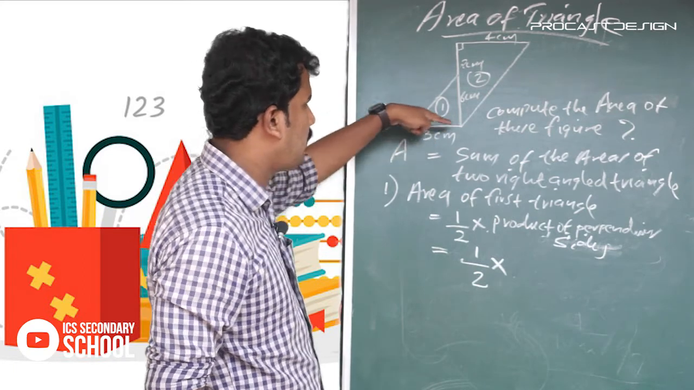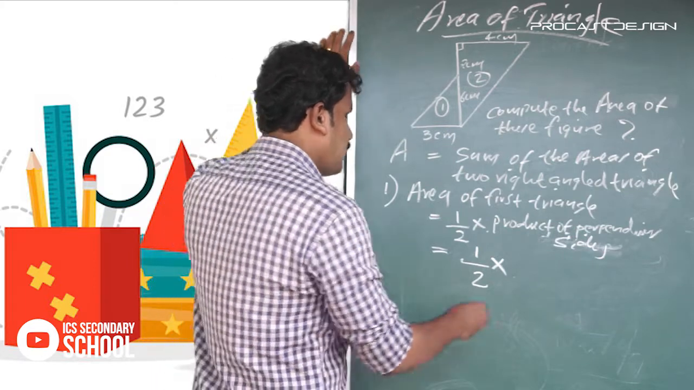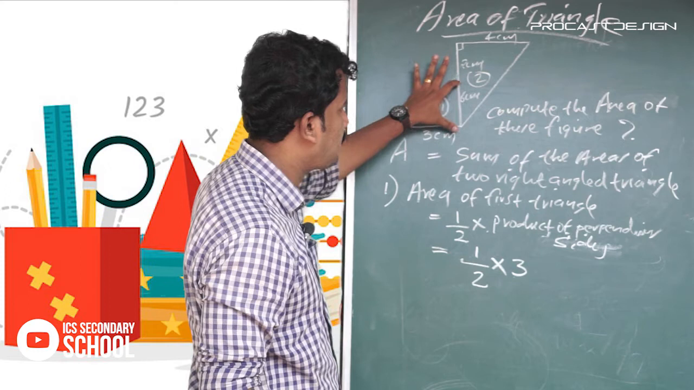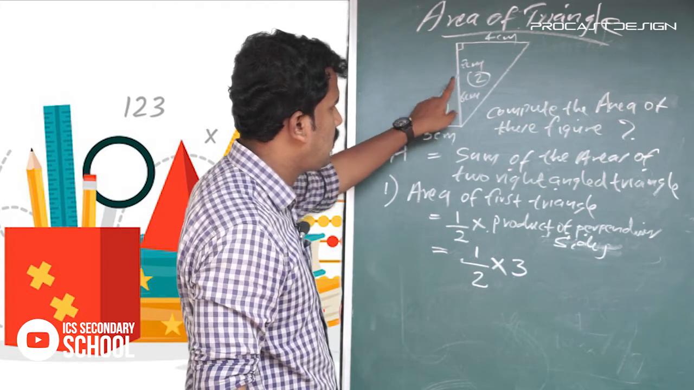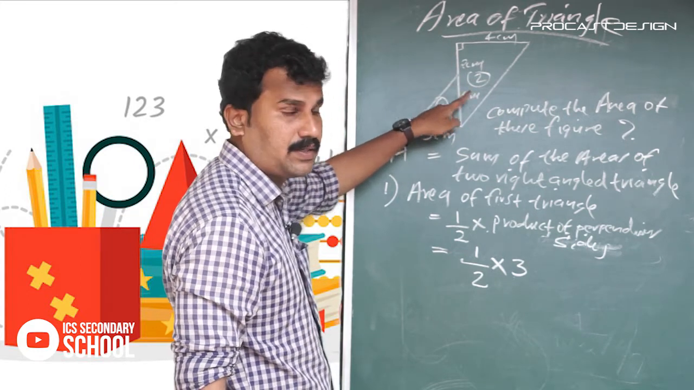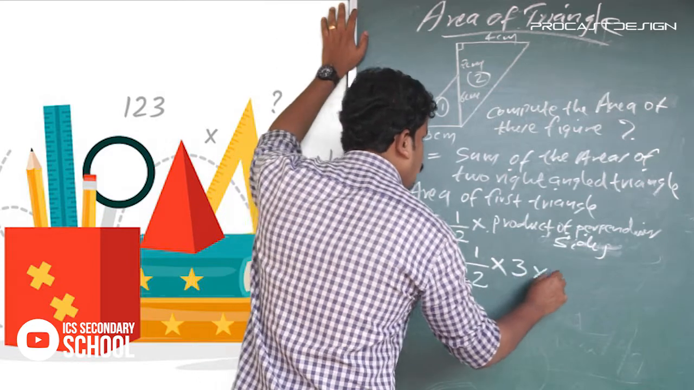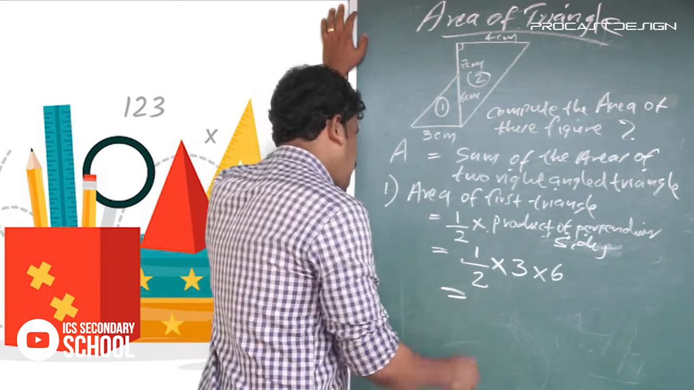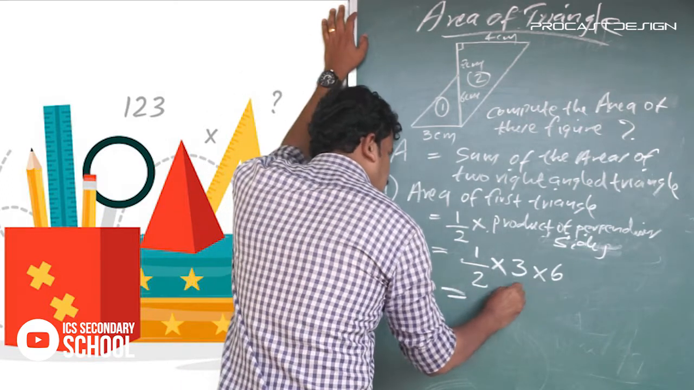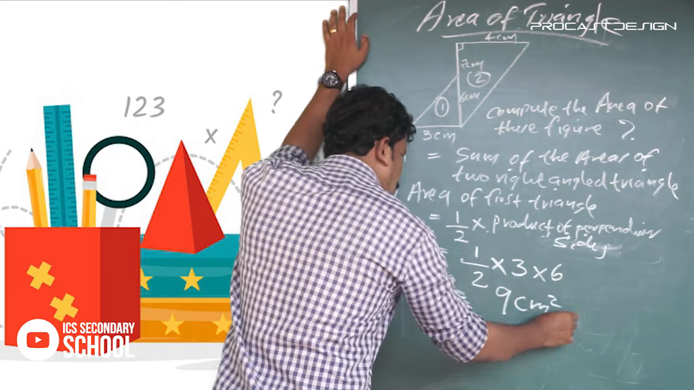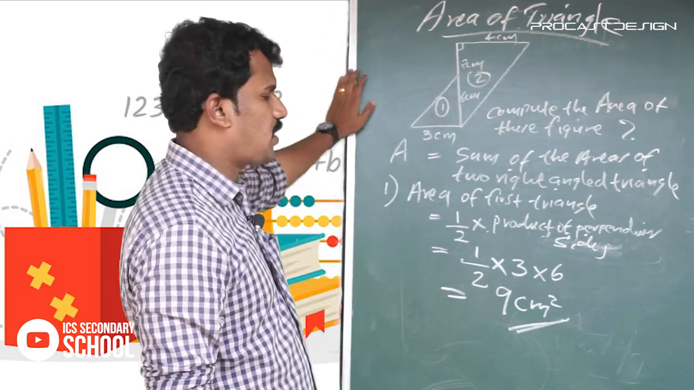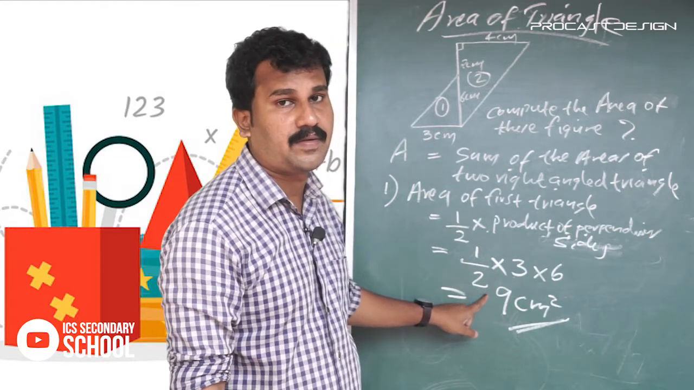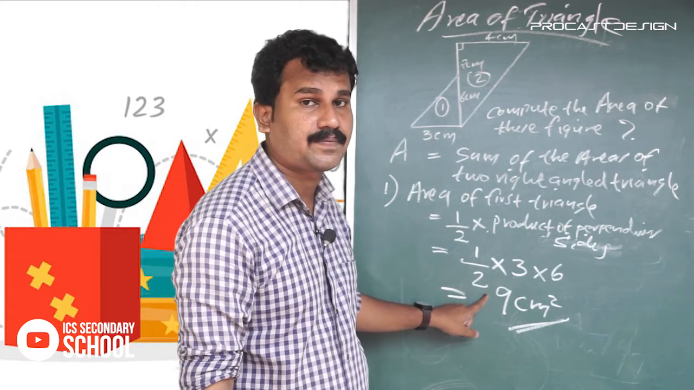Here this side distance is 3 centimeter. Then in the first right angle triangle, this side, the perpendicular side, is 6 centimeter. So half into 3 into 6 is equal to 18 by 2, that is 9 centimeter square. So the area of the first right angle triangle is 9 centimeter square.